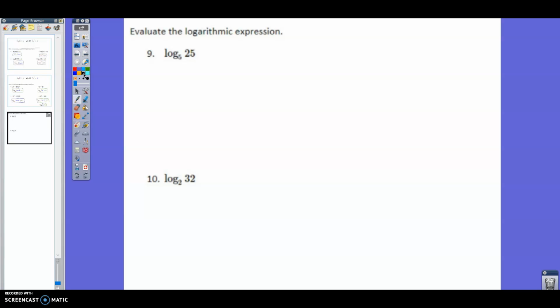Okay, so on these we're being asked to evaluate. One thing you could do is you could always type it in the calculator. But basically what this is saying is 5 raised to what power gives us the 25, the number inside of the log. So what we can do is we can take the log expression, set it equal to x, and now we can convert it to an exponential. So we take our base, we raise it to our exponent, and we set it equal to what's inside the parentheses. So we want to know 5 raised to what power gives us 25.